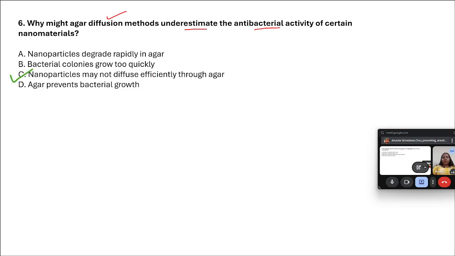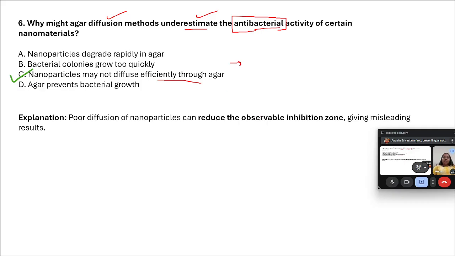So obviously nanoparticles may not diffuse efficiently through agar because their diffusion rate is too slow. I think this one was a repetitive question, so I just straight away discussed it. Because the diffusion rate through the agar is too slow, obviously their antibacterial activity would be underestimated. There could be a possibility that it was a potent antibacterial agent, but since there was no proper diffusion, there was no inhibition of the bacteria. Yeah, right. The correct option is C. So poor diffusion of nanoparticles can reduce the observable inhibition zone, giving misleading results.